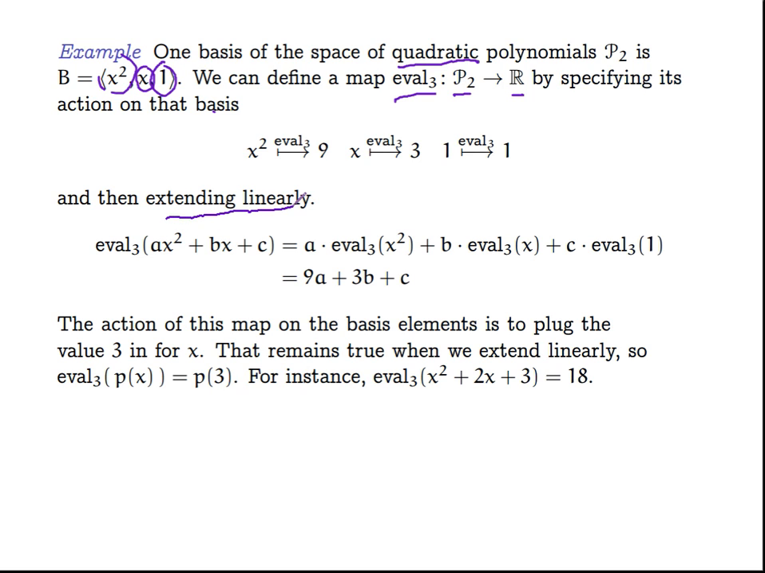So if I extend linearly, then eval3 of any second degree polynomial, just work out the algebra here, is going to be 9a plus 3b plus c, which is exactly the value of this polynomial when x is equal to 3. We've extended this definition from x squared, x, and 1 to any second degree polynomial.